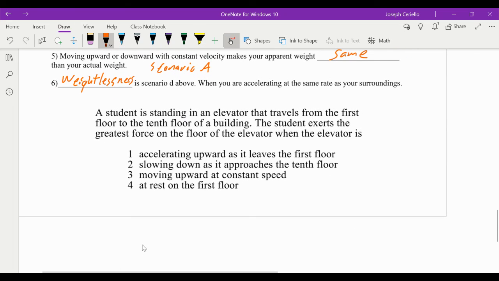All right, a student is standing on an elevator that travels from the first floor to the 10th floor of a building. The student exerts the greatest force on the floor of the elevator when the elevator is... So think about this. We've been talking a lot about the force of the elevator on the student, the force of the scale. So when the student exerts the greatest force on the floor, the floor exerts the greatest force on the student. So basically, you're looking for the greatest scale reading. That's when you accelerate upward.